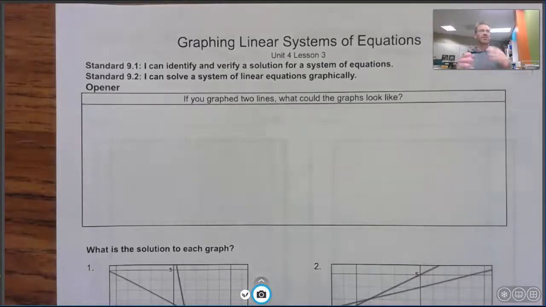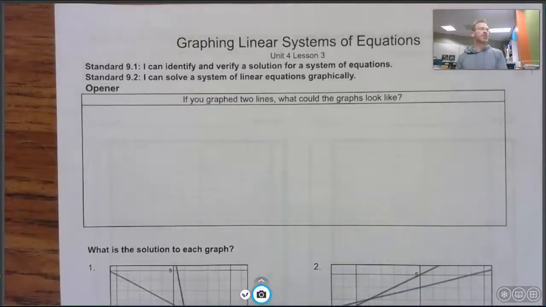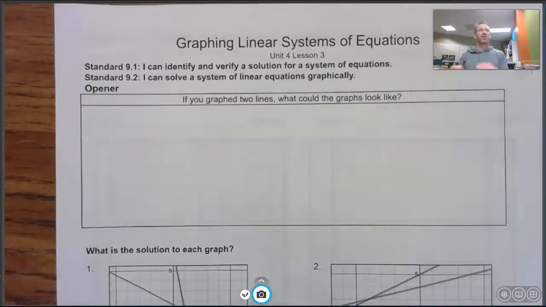All right. So just to get you thinking again, for the opener here, I want you to pause the video, and if you graph two lines, what could those graphs look like? What could those systems look like? What type of solutions could you get? So pause the video, draw a couple of examples, flip it back on, and let's see how that compares to what I will do as well.